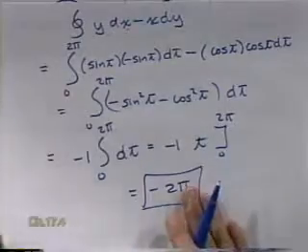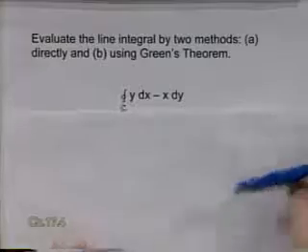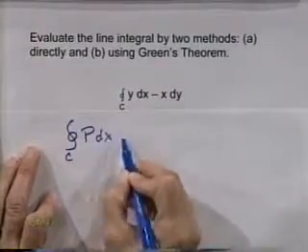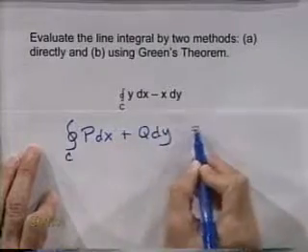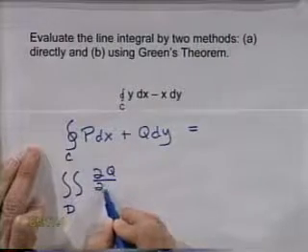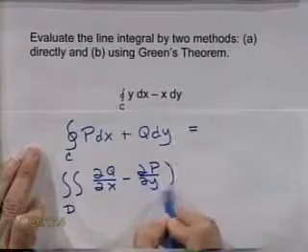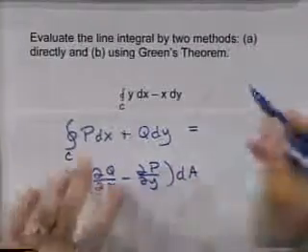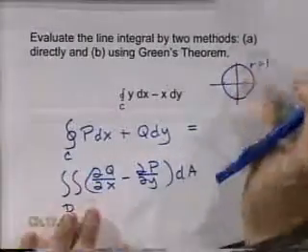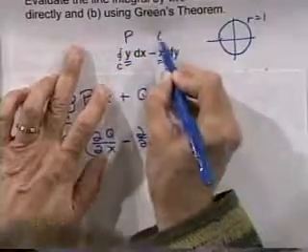Okay, so now let's see if we get the same answer if we do it using Green's theorem. And we will. Green's theorem says the integral over the curve of p dx plus q dy is equal to the integral over the surface of the partial of q with respect to x minus the partial of p with respect to y dA. Notice my region here is the circle of radius 1. So this one, let's see, I think I can do this in my head. Notice this is p and this is q.